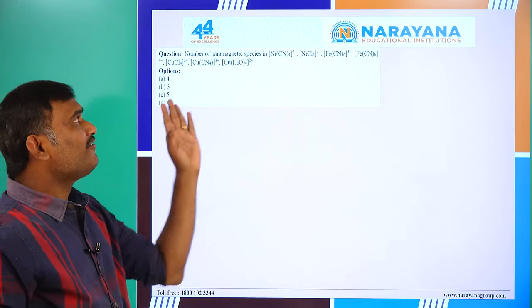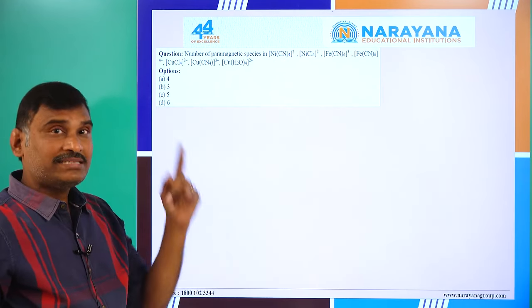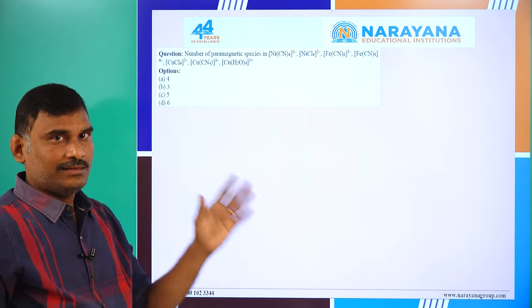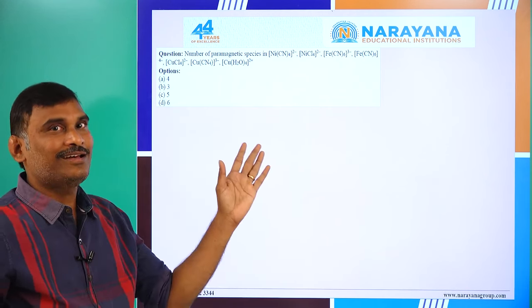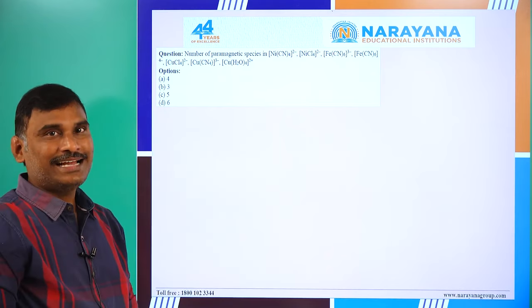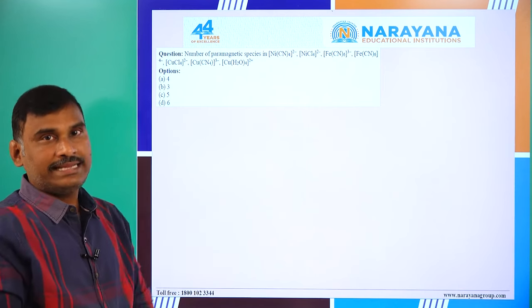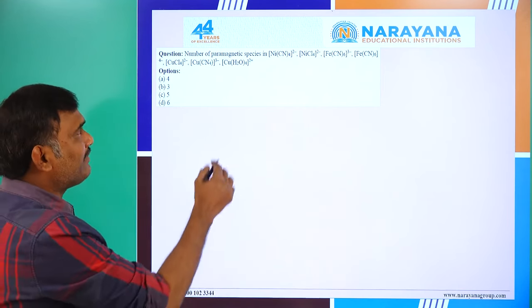Yes, the number of paramagnetic species. Previously, the question was the number of paramagnetic ions. There is a misconception that the two questions are from the same topic. Is it right? Maybe or maybe not. We can't expect because the paper was not completely released by NTA. So let us see one by one.